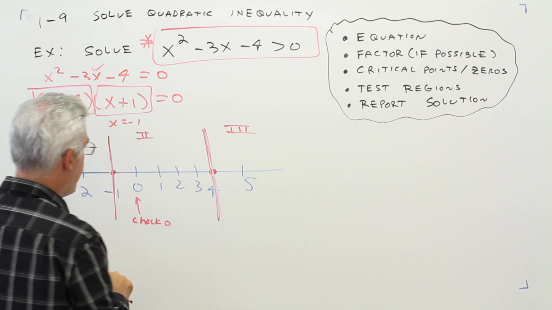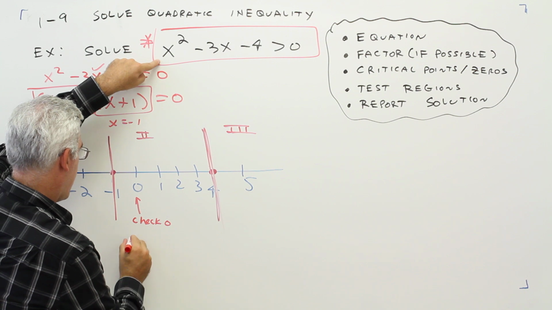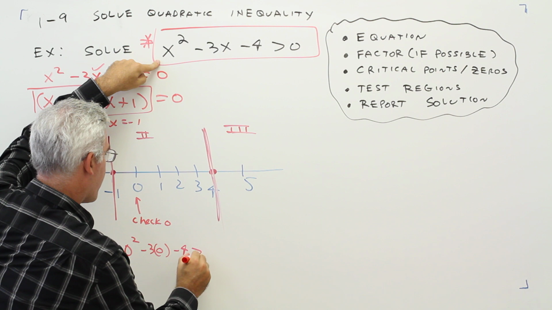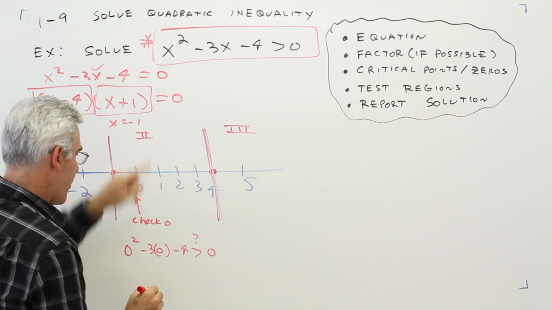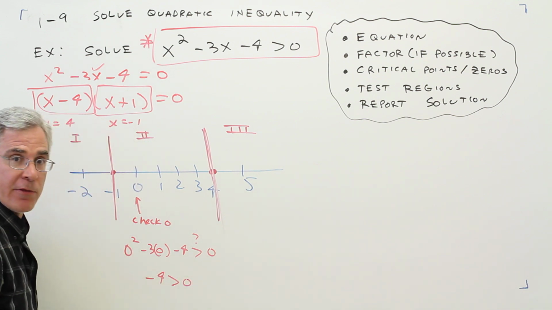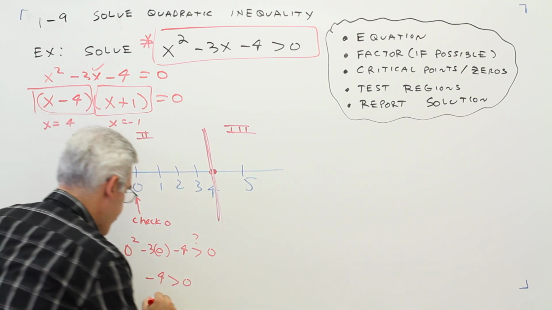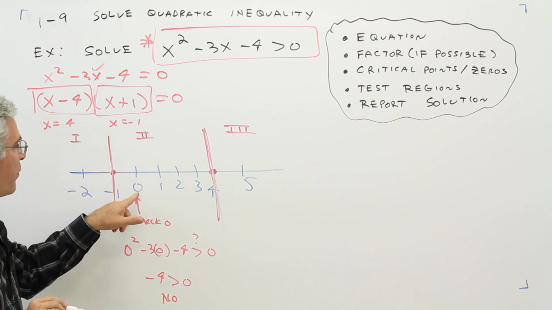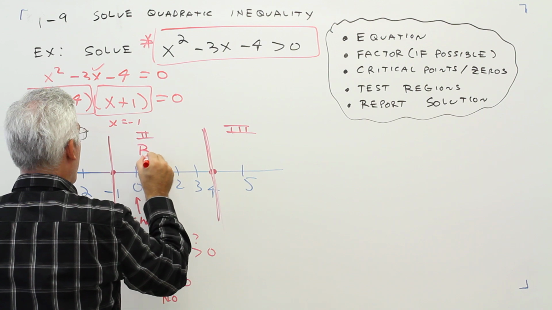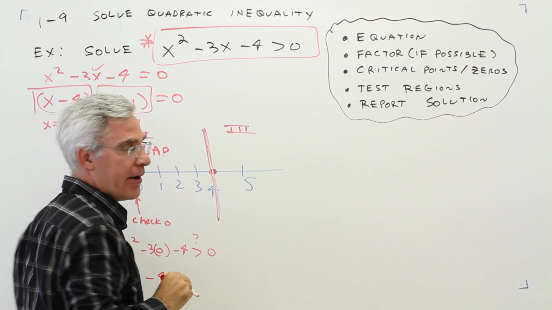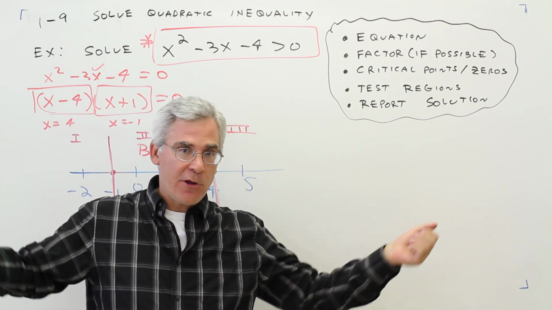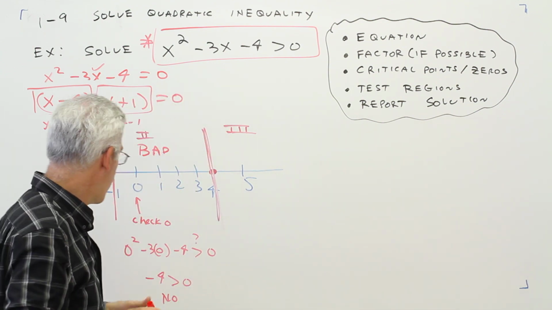So check 0. Is 0 squared minus 3 times 0 minus 4 greater than 0? Well, is -4 greater than 0? No. So this point does not satisfy the original inequality, so this whole region is bad. In general, when you get the center region to be bad, the two outers are good, but it's a good idea to just check to make sure.